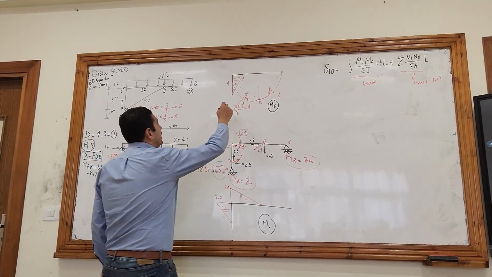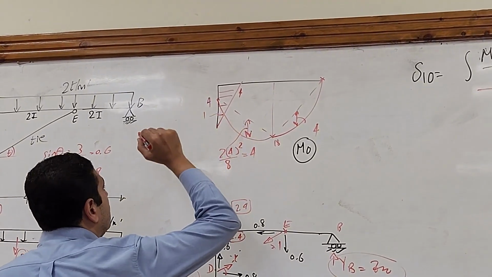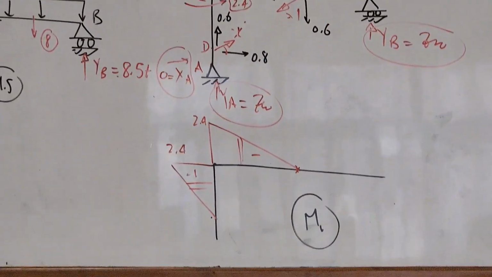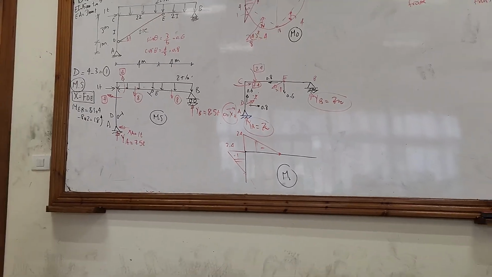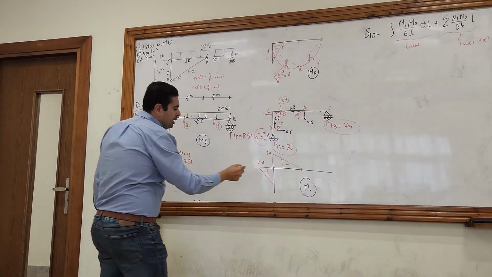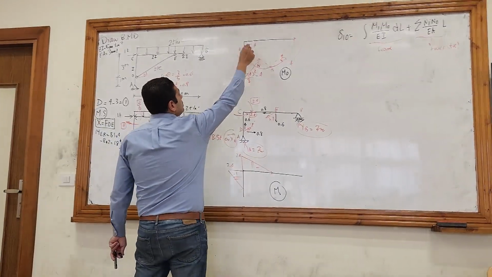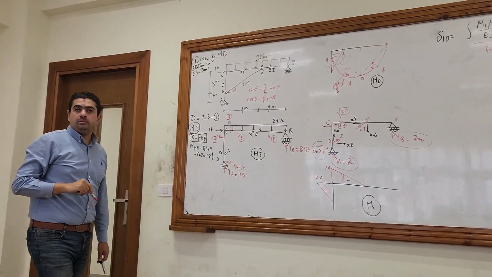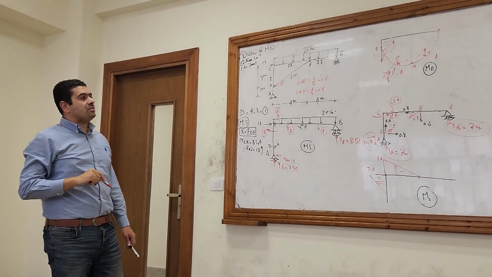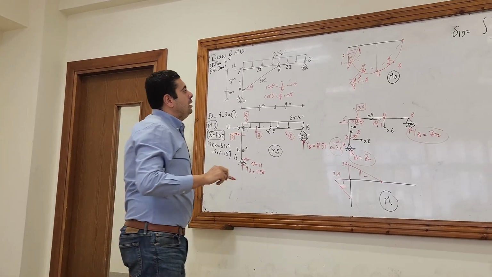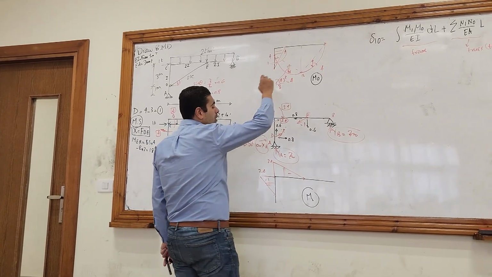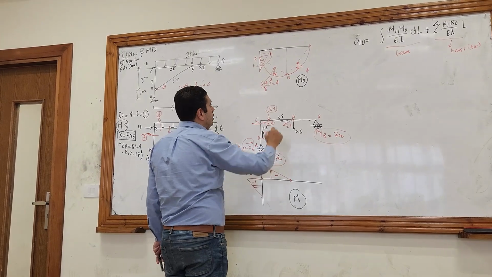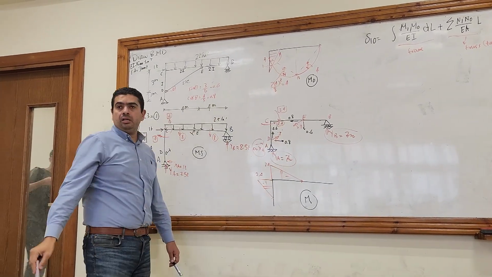So here it will be equal to 1. So when integrating M1 with M node, for the first part C, D, it will be here a triangle with a trapezium. Right? And for the second part CE, here is a trapezium with a parabola, and here is a triangle. So the trapezium first with the triangle, and the parabola with the triangle.